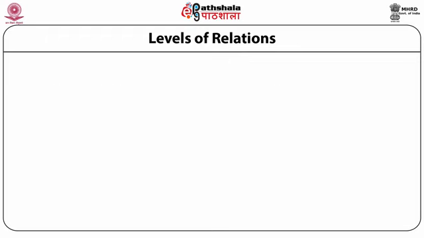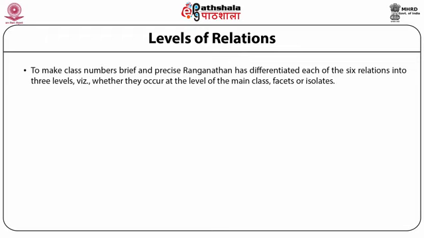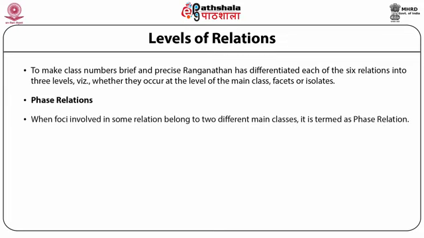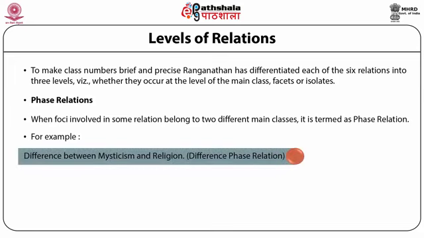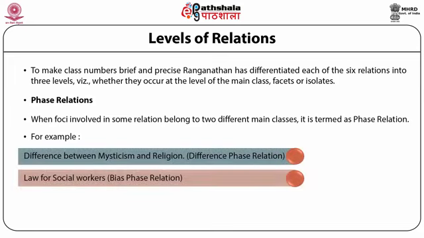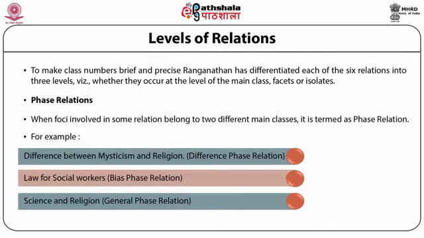Levels of relations. To make class numbers brief and precise, Ranganathan has differentiated each of the 6 relations into 3 levels, namely whether they occur at the level of the main class, facets, or isolates. Phase relations. 2 foci involved in some relations belong to 2 different main classes. It is termed as phase relation. For example, difference between mysticism and religion, a difference phase relation. Law for social workers or science and religion.